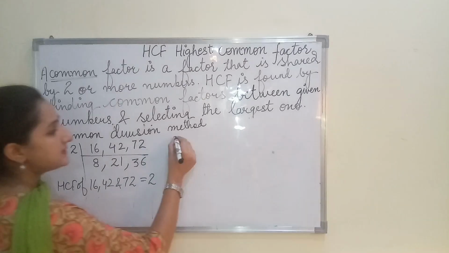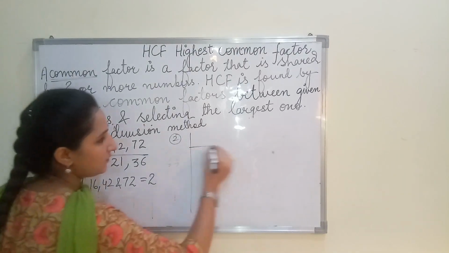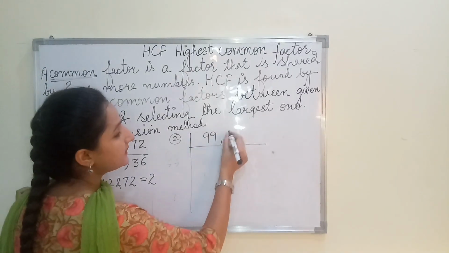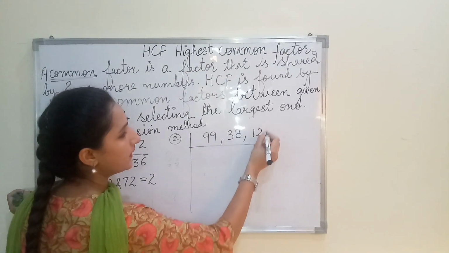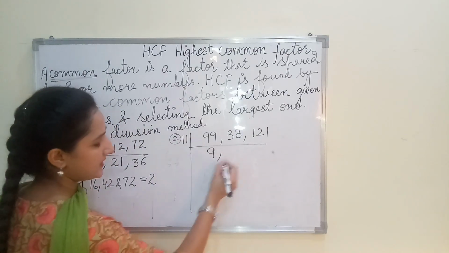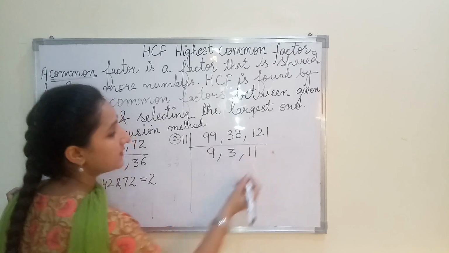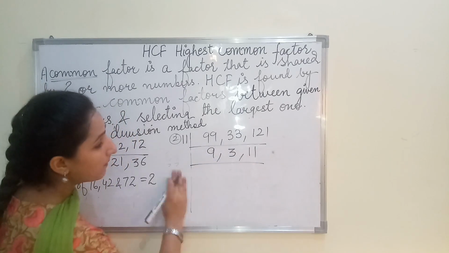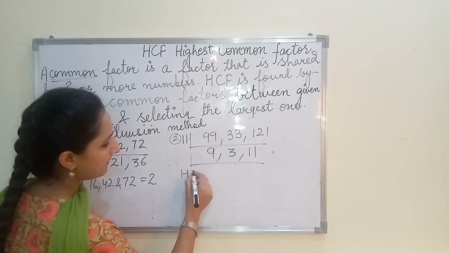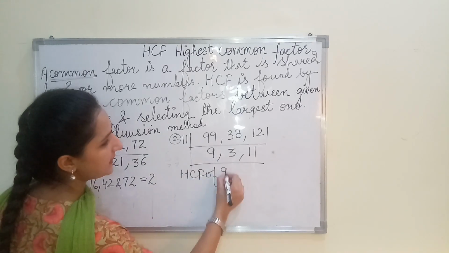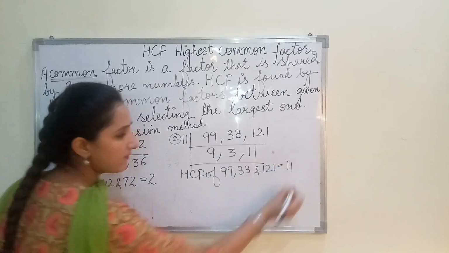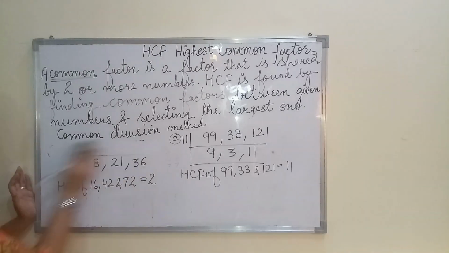Fine. Let's take one more example for your better understanding. That is 99, 33 and 121. So start doing. I think ये सारे 11 की टेबल में जाते हैं. 11 9s are 99, 11 3s are 33 and 11 11s are 121. So there is no common factor between. कुछ भी common नहीं है जो एक ही टेबल में चले जाएं. So आप लिखेंगे HCF of 99, 33 and 121 is 11.